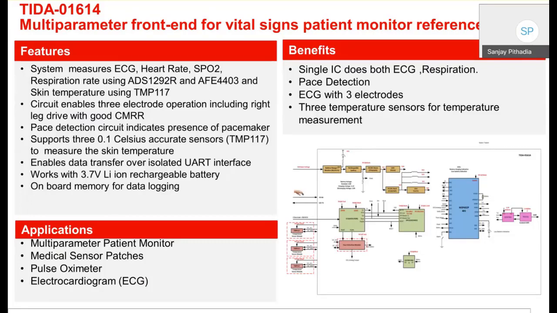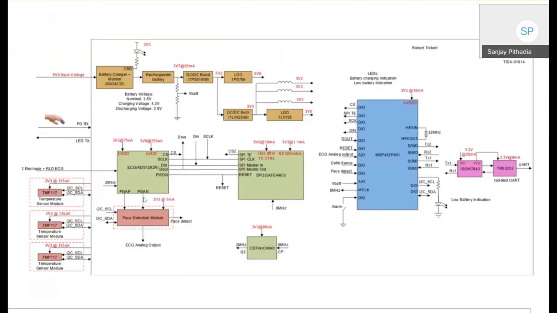What we see in the hospital is a bedside patient monitor, which is very high end, but this is a portable patient monitor. Just to highlight the block diagram, this has an ECG measurement chip, ADS1292R, which does ECG and respiration measurement. There is AFE4403, which can do SpO2 measurement. There are three temperature sensors, again TMP117, which we have used if you want to do multiple measurements at different places, let's say at the chest and then leg or hand or forehead. You can do multiple of them.